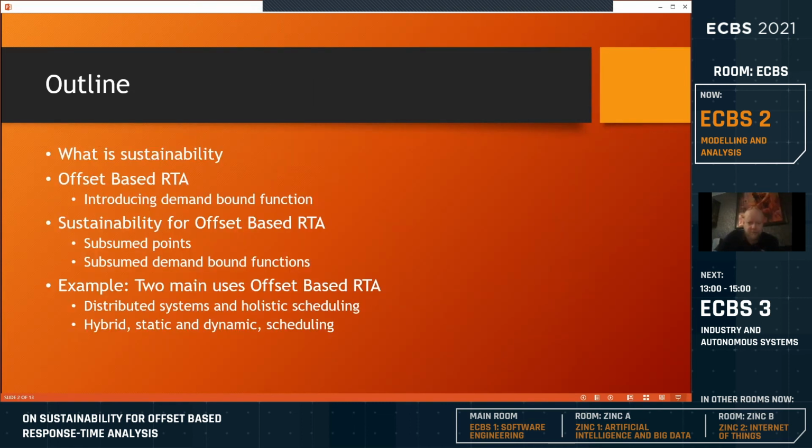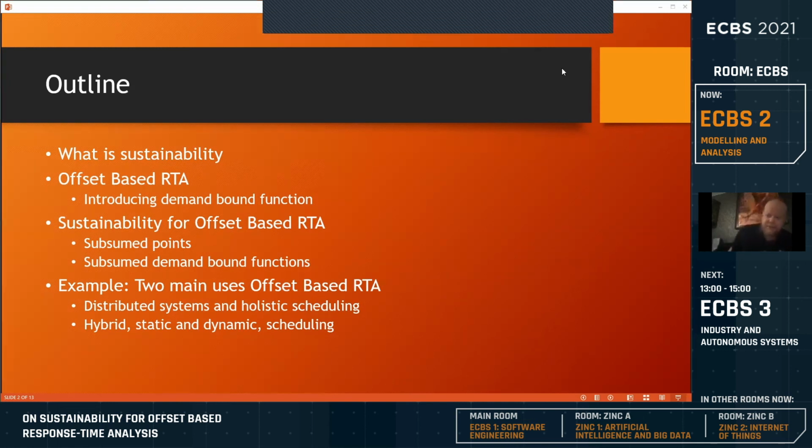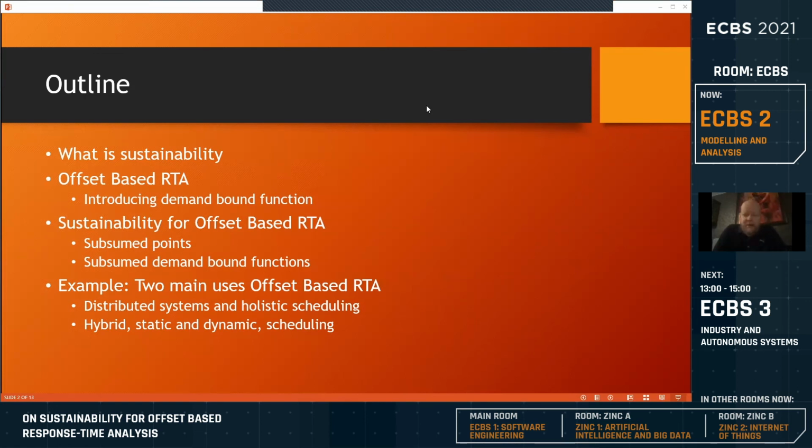Maybe I can ask a question. I was looking into the original reviews from the reviewers, and it seems that one of the reviewers was concerned about the complexity of your approach. So what would be the complexity of a sustainability test? If you want to do this robustness analysis, you have to generate all possible offsets, and that is exponential.